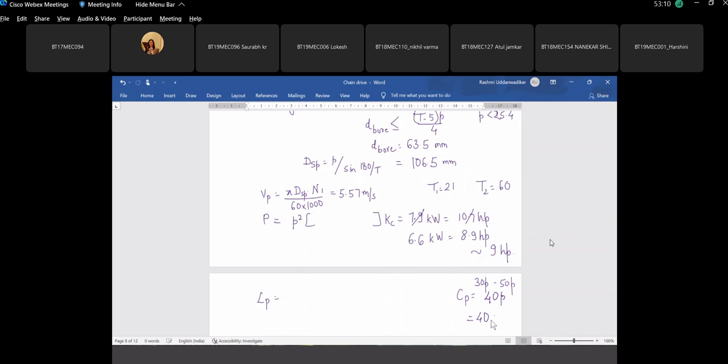This is 40 into 15.875, which is how much in millimeters? 635 mm is what we are assuming. Give me the length of the chain in terms of pitch.